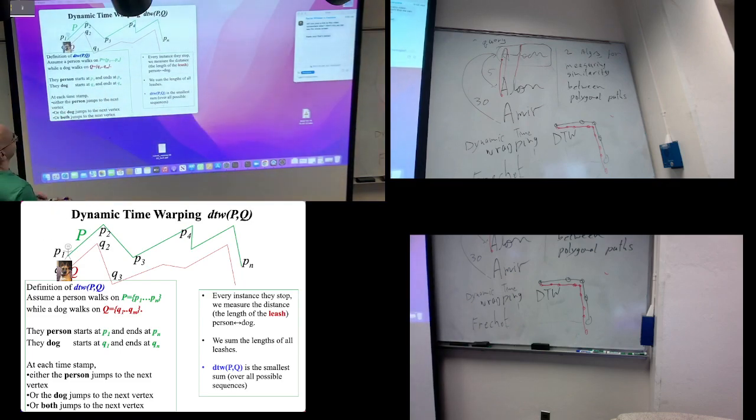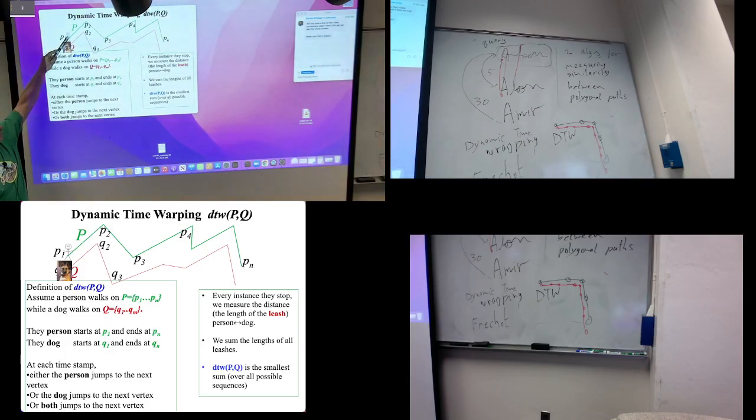Dynamic time warping, DTW. Why time warping? Because you are warping the time, allowing the time to move very slowly sometimes or very fast sometimes. It's a matter of branding your algorithm. People will remember, I think, that it's brilliant to call your algorithm dynamic time warping.